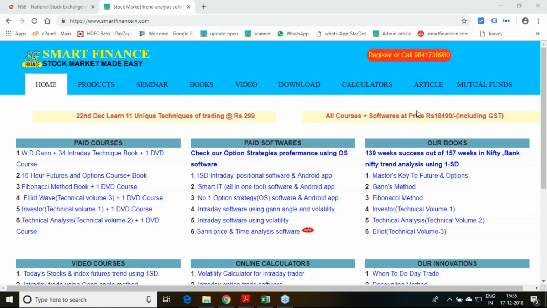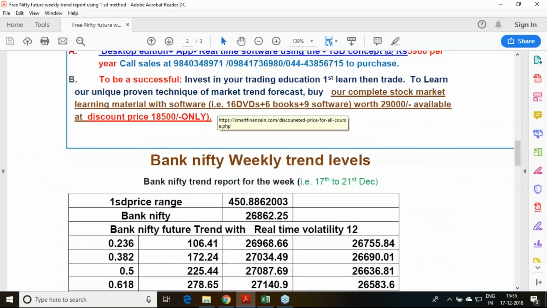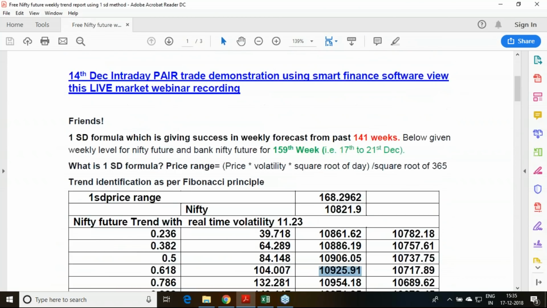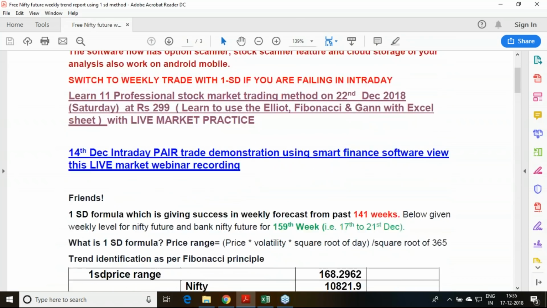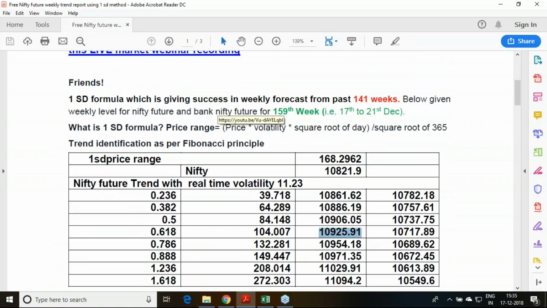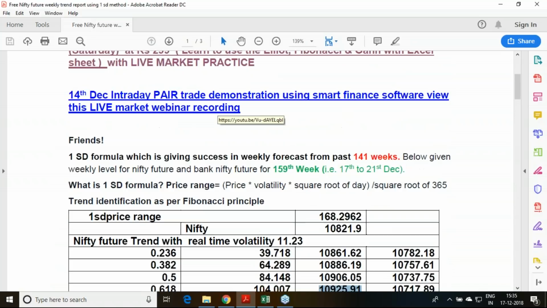In this presentation, I will tell you how our weekly trend report, which we generate for Nifty and Bank Nifty every week using the one standard deviation principle, has performed on day one. Today is the 17th of December, and we have been giving this report for the past 159 weeks.